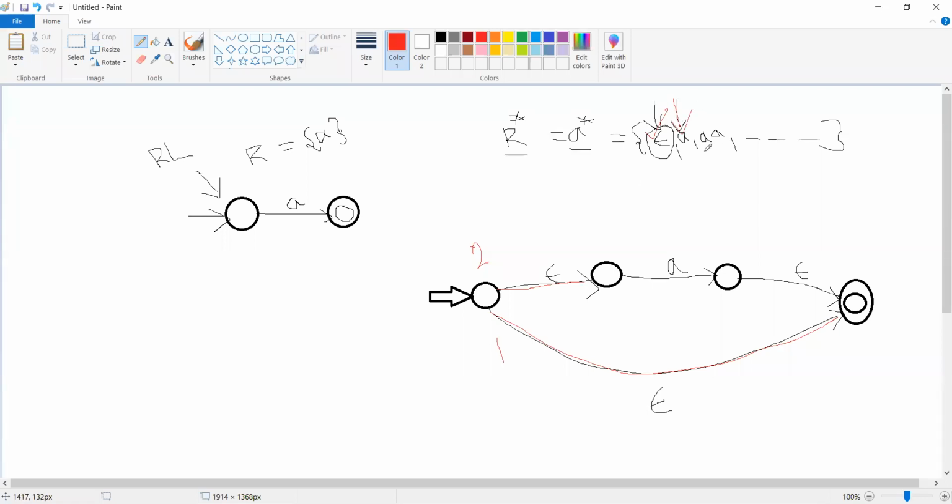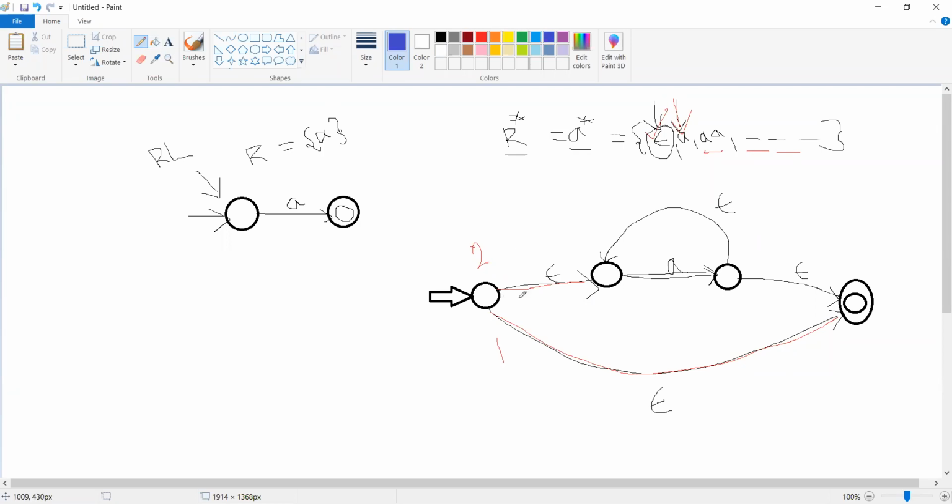Now we need to make sure that double A, triple A, 4 A's, 5 A's, all these things need to be accepted. Means some looping kind of thing should come into the picture. So for that, here I have a transition for A. Now if I want to accept two A's, then again from this state to this state, I am going to specify another epsilon transition. Now let's check whether it is going to accept a double A and a triple A or not.